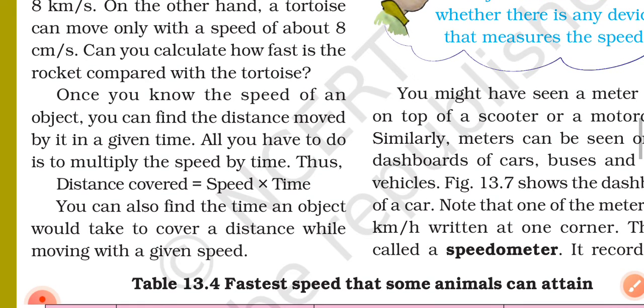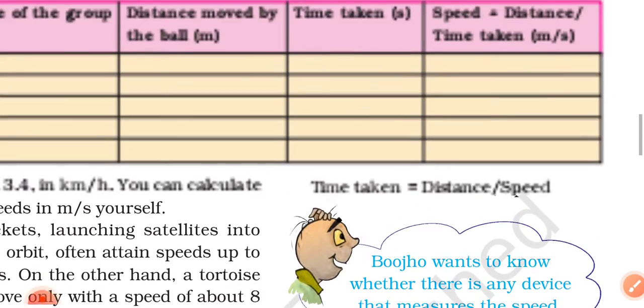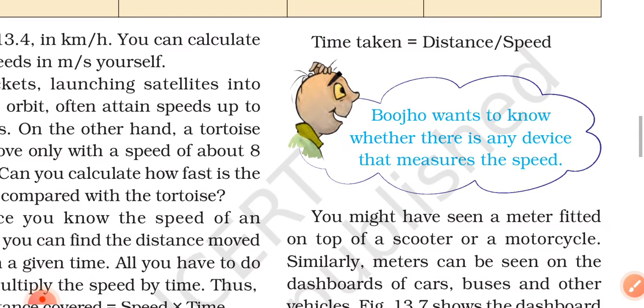Once you know the speed of the object, you can find the distance moved by it in a given time. All you have to do is to multiply the speed by time. Thus, distance covered equals speed into time. You can also find the time an object would take to cover a distance while moving with a given speed. Time taken equals distance by speed.